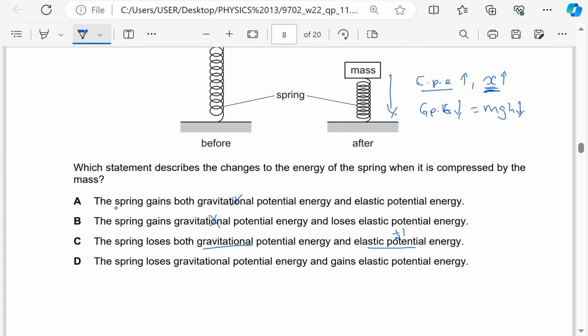A half k x squared, where x is the compression. When it is compressed more, the compression is increasing, more elastic potential energy is stored. So the answer is going to be D. The spring loses gravitational potential energy but gains elastic potential energy, that is by conservation of energy.